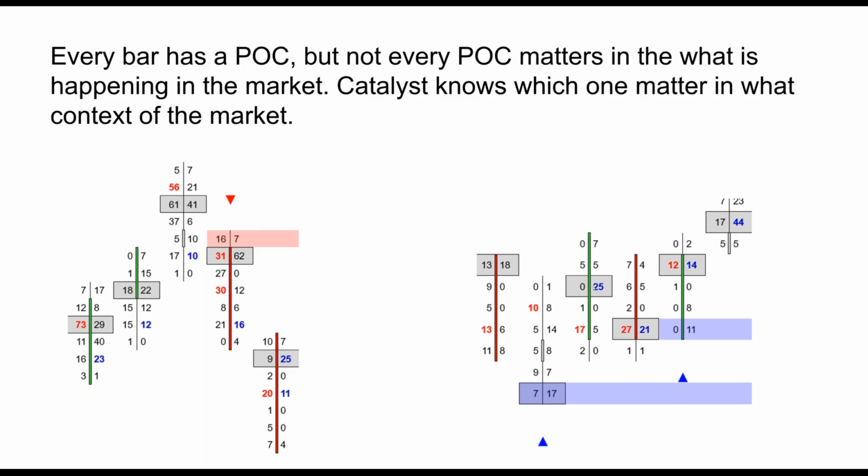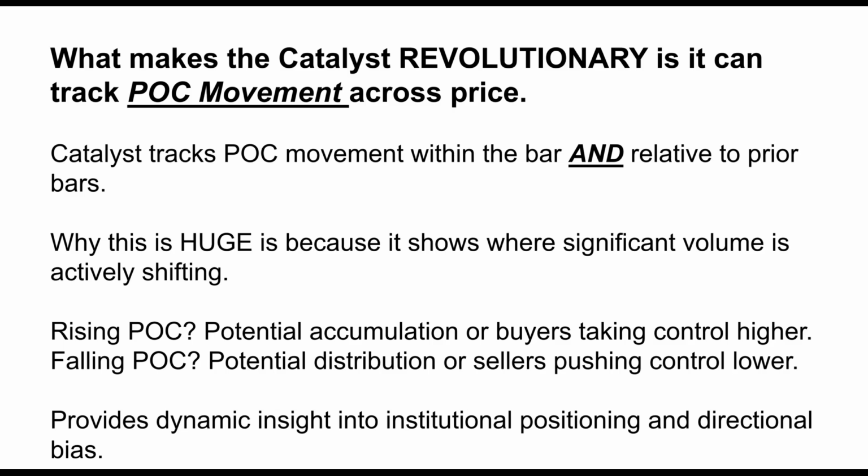Fine, but when you have a point of control, where it comes in matters in relation to how the market is trading. Again, not all points of control are important, but there are some that are more important than others. So what makes the Catalyst revolutionary is it can track POC movement across price. Because when you track POC movement within the bar and relative to prior bars, it gives you clues as to how the market is going to be moving.